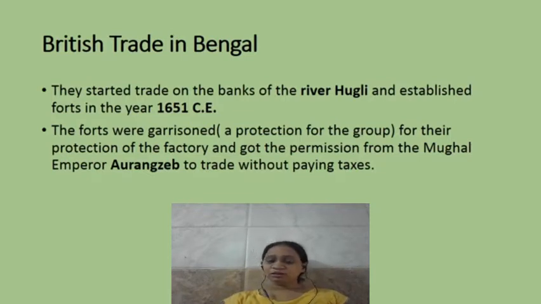And the mistake made by Aurangzeb was that he granted permission to the British East India Company to trade without paying tax. This was the biggest mistake done by the Mughal emperors. If Aurangzeb made any biggest mistake, it was this. They granted permission for trading without paying taxes, and see what its outcome was.